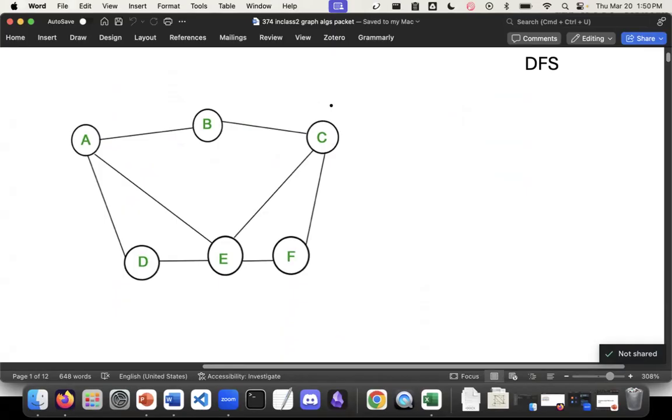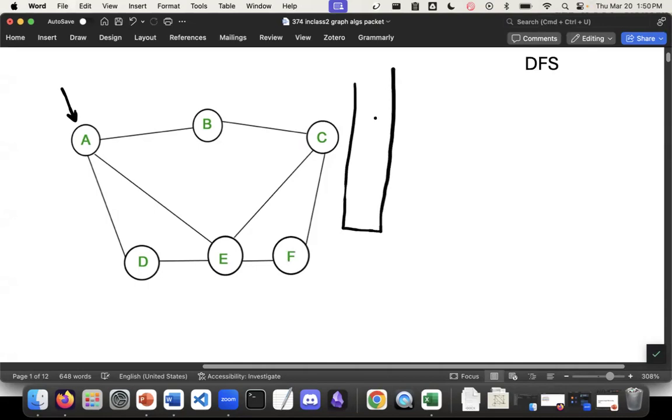Okay, so with BFS, we're working with a queue. With DFS, we're working with a stack. So let's assume maybe that we start at A. So I'll have my stack here. And so first I'll push A. And then once I've processed it, I pop it. When you pop it, I would like you to write the order in which you pop it. So like A gets written first.